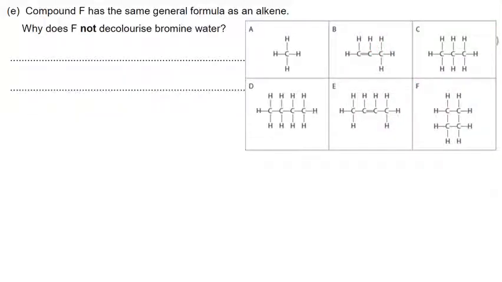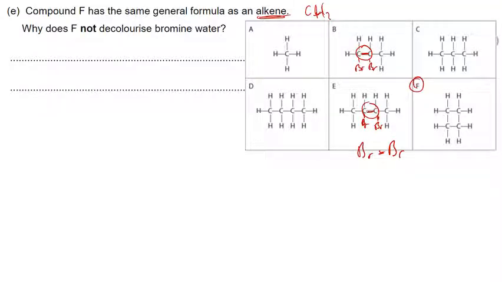Question E. Compound F has the same general formula as an alkene, so that's CH2 as we found out from before. Why does F not decolorize bromine water? Here E and B can decolorize bromine water because the bromine can be added along, and the double bond can be broken to form a single bond. Then the bromine is no longer present. It's actually part of this structure, so it's decolorized. You don't get that brown bromine color.